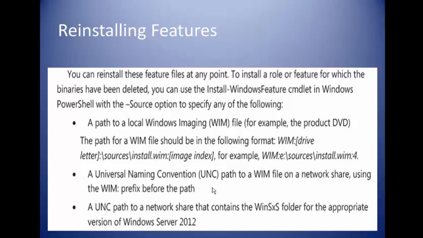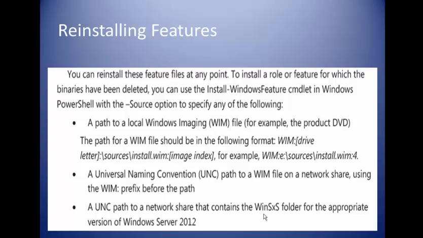Another method is you can use the UNC path, the Universal Naming Convention, which means you can type \\ and your server name, and the network share where you have your Windows Server source files stored. Or you can also use the WinSxS folder, but you need to make sure that you at least have read permission on that folder. Now, that is the way that you install the feature.